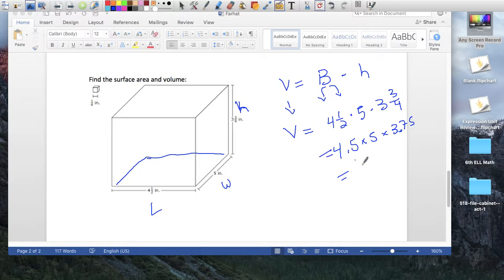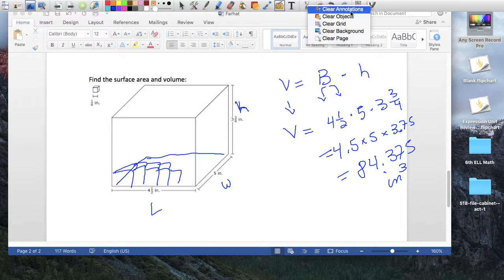And that's going to give us 84.375 inches cubed. So if you were to build cubes, put little cubes in here all the way up, you would need 84.375 cubes to fill this particular prism.